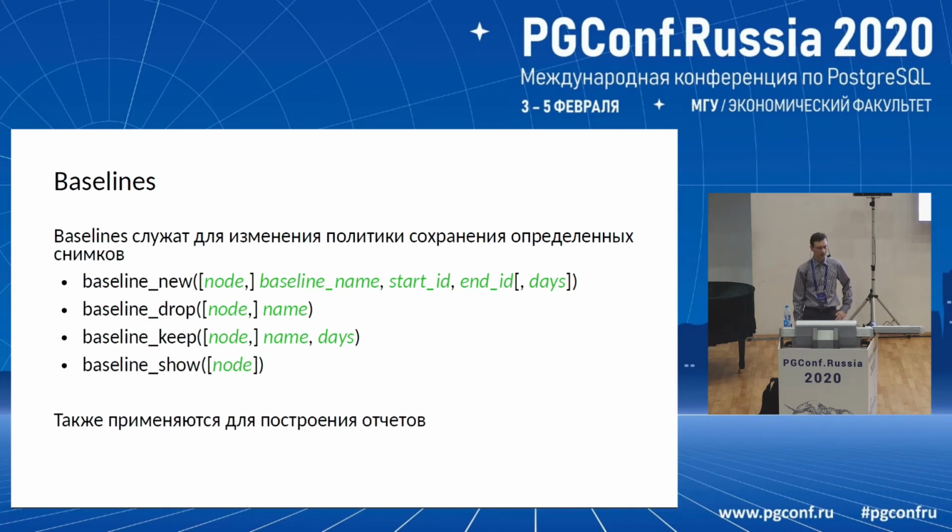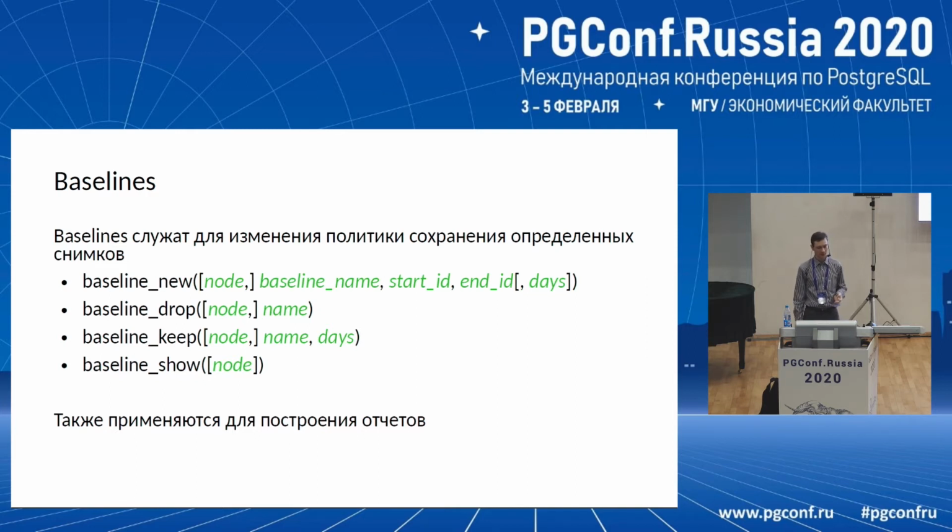Baseline new creates a baseline. The node parameter is not mandatory, and it will be the local node, which is created automatically upon installation of the extension. It's not mandatory if you're performing this command on the same cluster. You monitor it and leave it as default, and you do not need to remember about the node. You do not need to write connection strings. Most probably it will be good enough as it is.